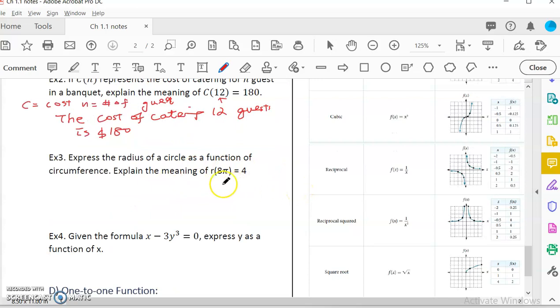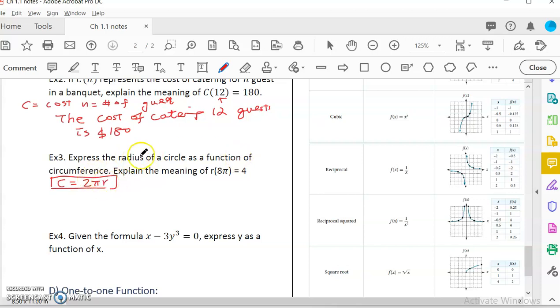Express the radius of a circle as a function of the circumference. Radius of the circle as a function of circumference. So what do we know about the formula between circumference and radius? We know circumference is 2 pi r, right? This is a formula that is known. Now we want to use it and write it as r as a function of the circumference.